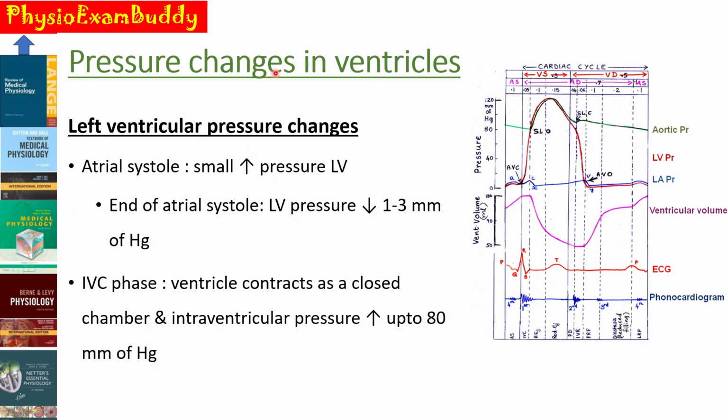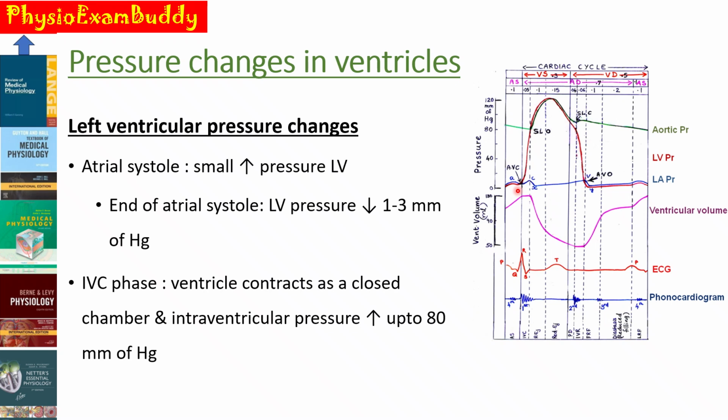Next is about the pressure changes in the ventricle. We have finished with the pressure changes in the atria. Now we are moving on to the pressure changes in the ventricles. And first of all, we will see the left ventricular pressure changes. Again, this is the left ventricular pressure, that is the red colored line in this Wiggers diagram. During atrial systole, you can see a small rise in the pressure as seen in the left ventricle.